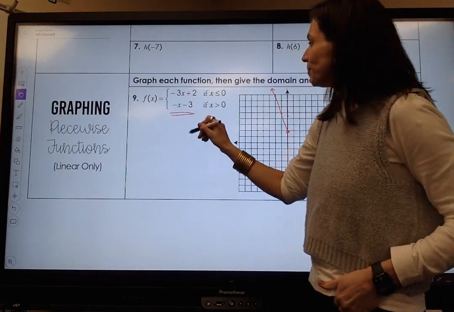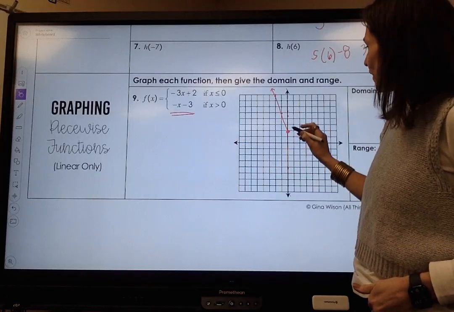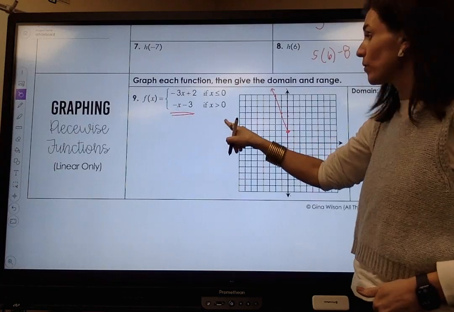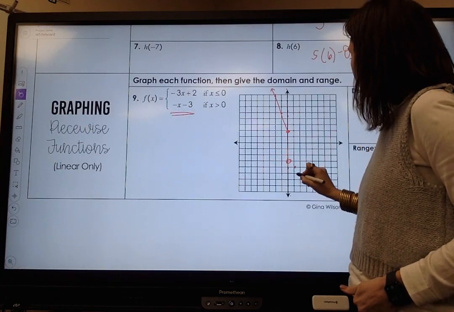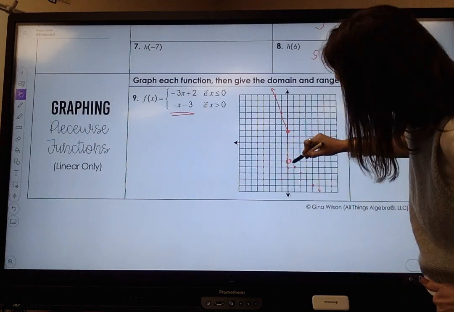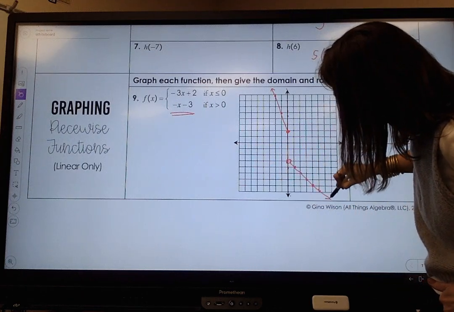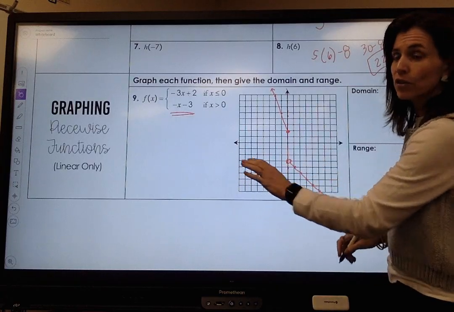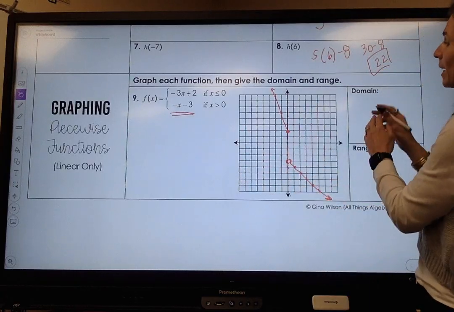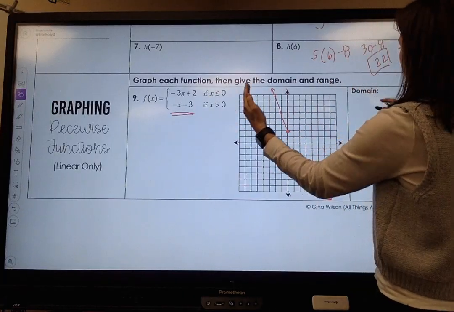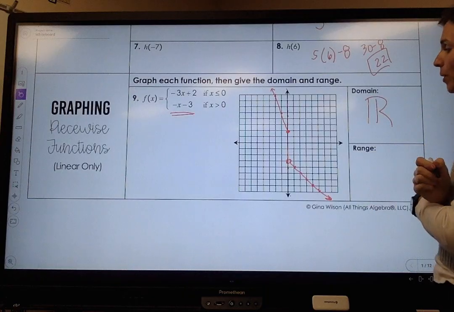For this guy, I'm going to graph negative 3 as my beginning point, and it's an open circle because x is greater than 0. And then I go down 1 over 1, down 1 over 1, down 1 over 1, down 1 over 1. And I only care about this side of the domain. So that's what my 2 linear functions look like. Now, if you look at the domain of this piecewise function, all my values are going to go all the way left and all the way right. So that's all real numbers.